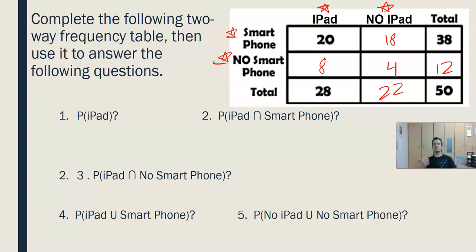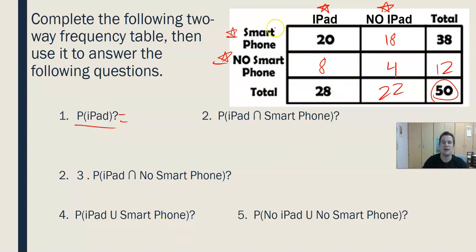Okay, so there will be examples like this on your homework where I give you either an empty frequency table or a partially filled in frequency table where you'll have to fill in the data yourself. Okay, now let's answer some of these questions. What is the probability of selecting someone from this group of 50 people? What is the probability of drawing someone who has an iPad?